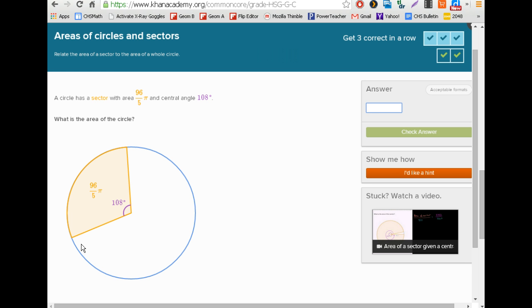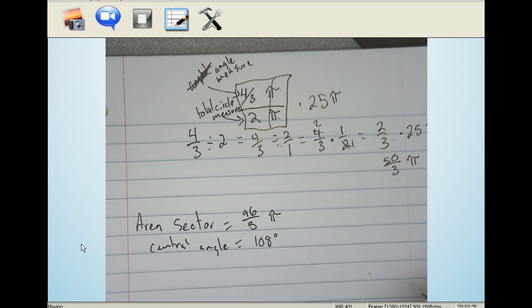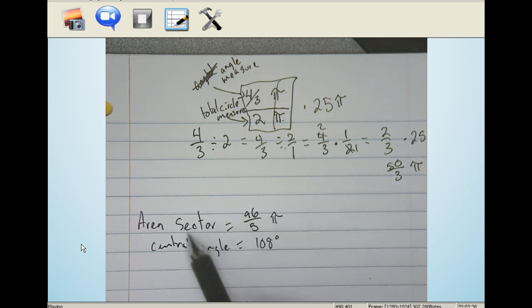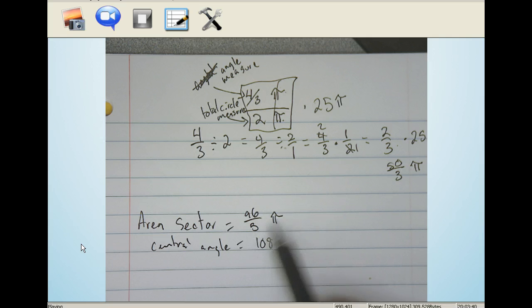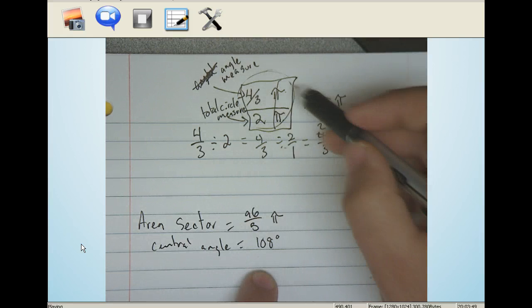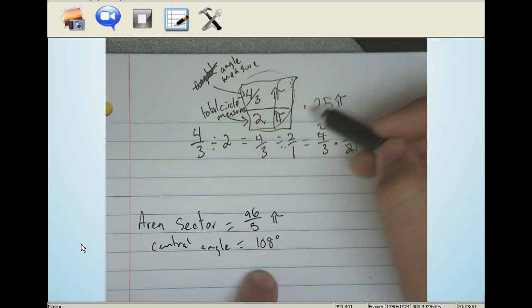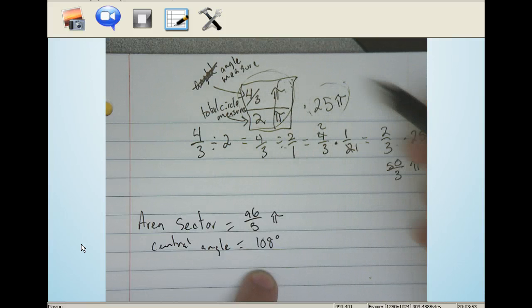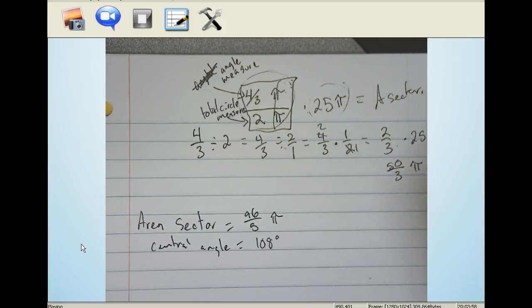And the central angle, I've got to read these slower so I don't get myself jumping ahead thinking I understand what they're asking. Okay, let's go back here. The information they gave us was an area of a sector, which was 96 over 5 pi, and the central angle was 108 degrees. So we're still doing the same thing. We're writing the proportion times the area of the circle is equal to the area of the sector, right? So we're going to use this formula here.